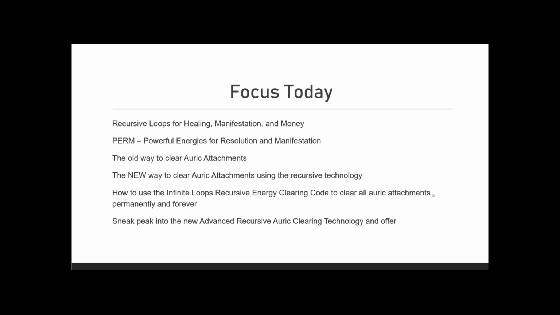We're also going to talk about an acronym called PERM, P-E-R-M, which stands for Powerful Energies for Resolution and Manifestation. We're going to talk about the old way to clear Auric attachments that we've been using for the last 23 years. And then we're going to talk about the new way that I discovered to clear Auric attachments using the recursive technology. We're then going to talk about how to use the Infinite Loops Recursive Energy Clearing Code, which is a scale-away program to clear all Auric attachments permanently and forever.